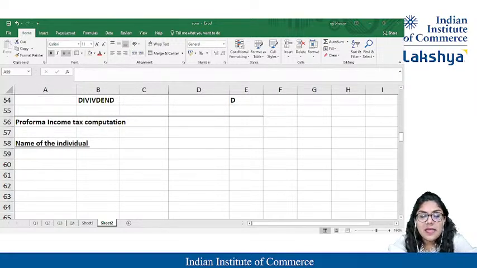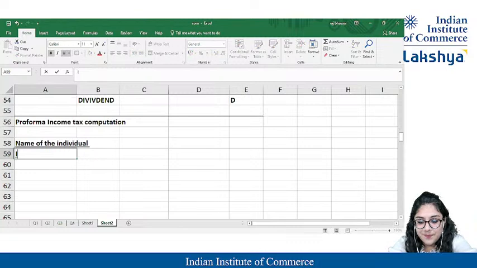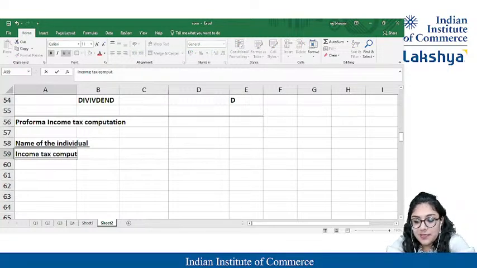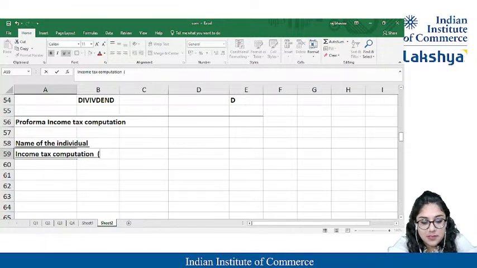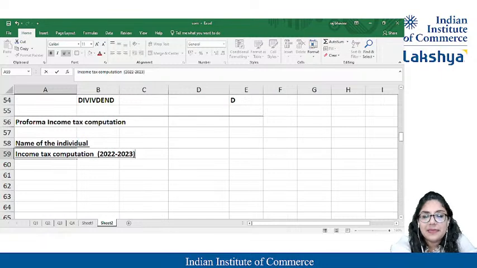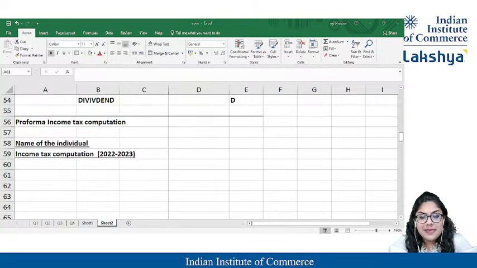Then students, how will a user know, how will the government also know? For that we have to write the income tax computation for the relevant year. Let's say for this year, maybe 22 till 23, or maybe the next year. Now students, we need to understand everything.